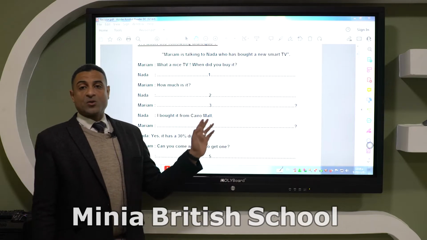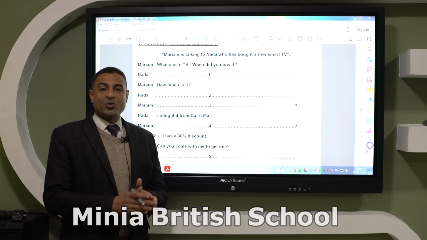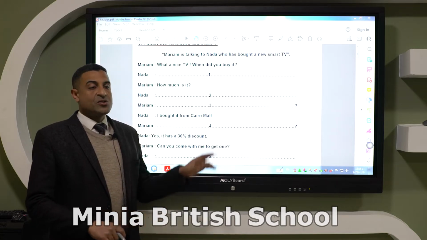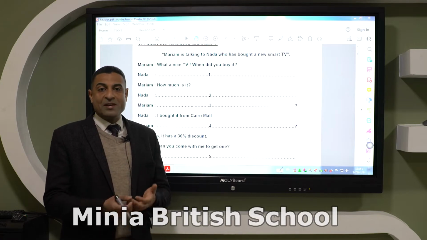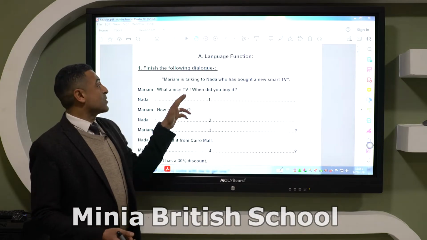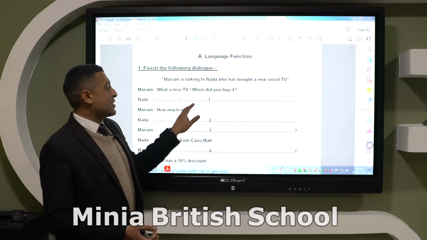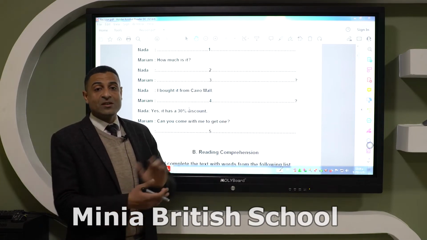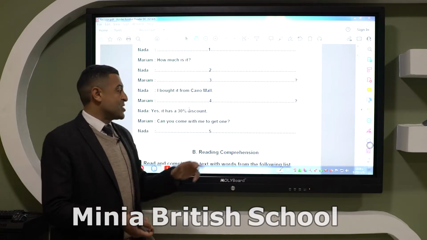First, of course, you all know that we have new specifications for our English exam for this year. So let's start to know how our exam will be. First, we have the language functions question, and it's finish the following dialogue. You have a dialogue with 5 missing parts and you have to complete them. Some of them are answers and the others are questions.